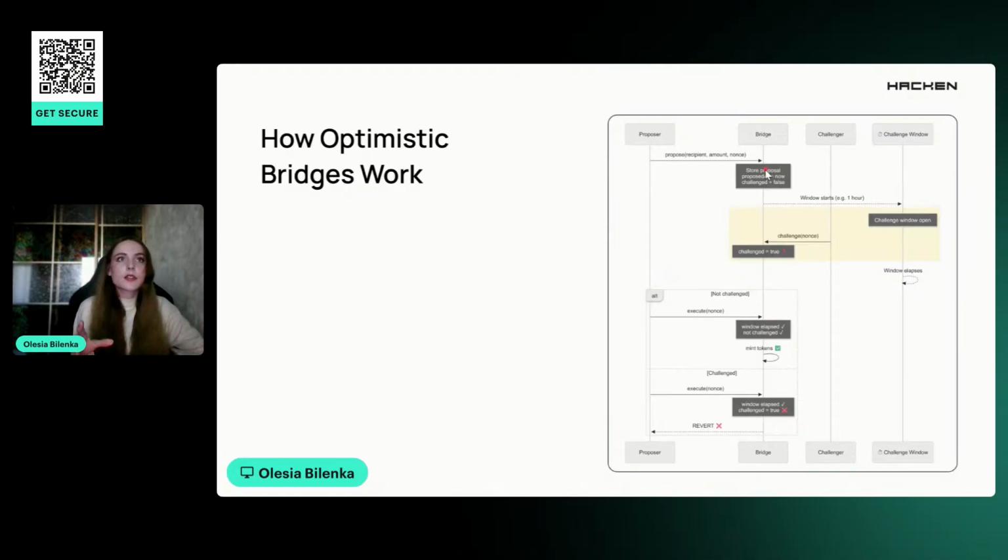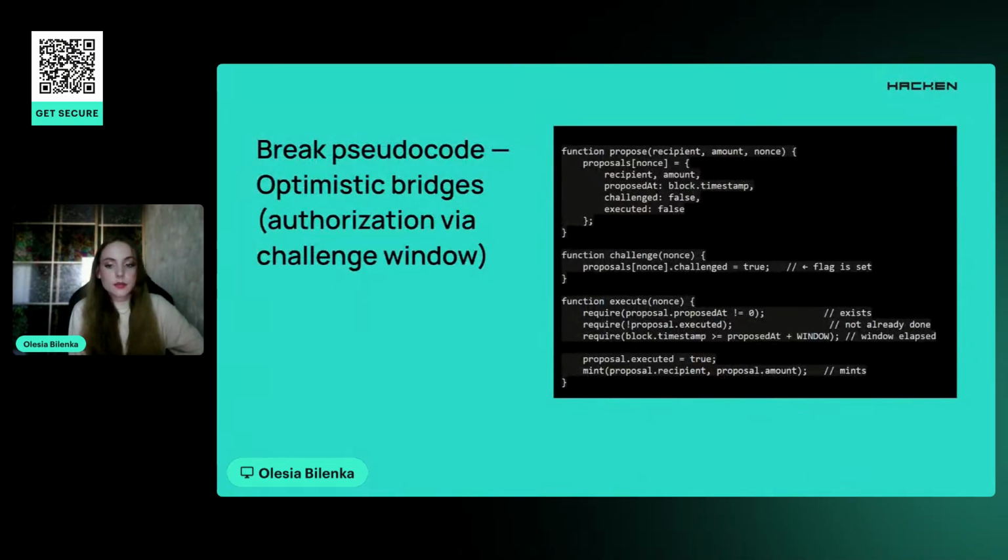The proposal starts this challenge window. Here it is 1 hour. And during this window, in case challengers believe that this proposal is fraudulent, they may challenge it. And after the challenge window has elapsed, during the execution, it is checked whether the proposal was not challenged. If it was not challenged, it is executed. Otherwise, it is reverted.